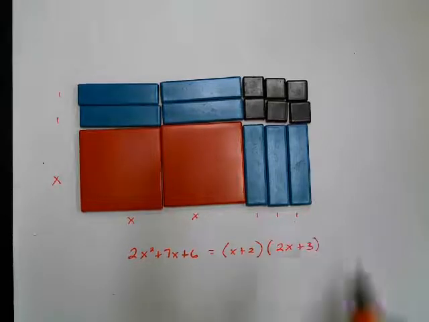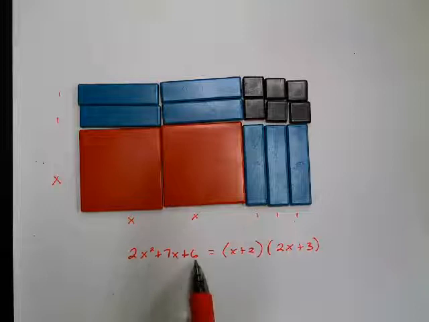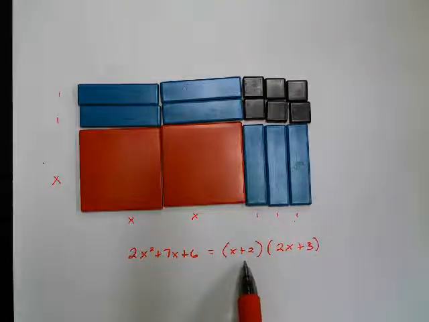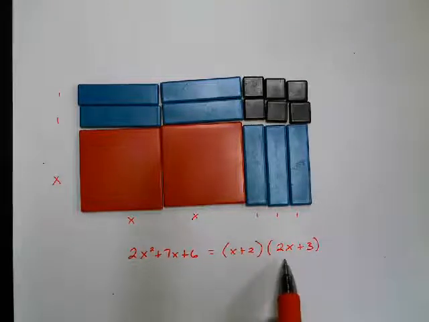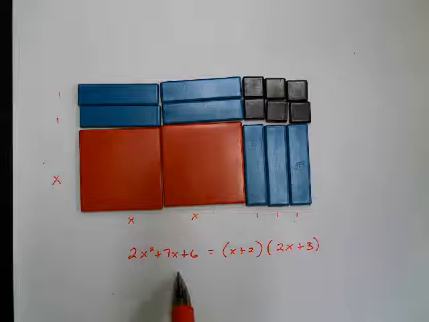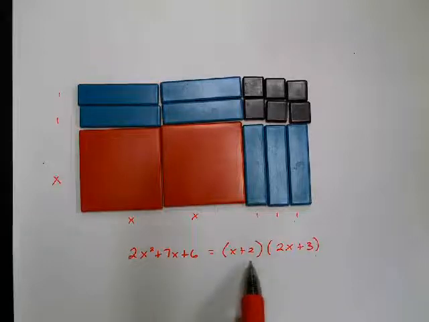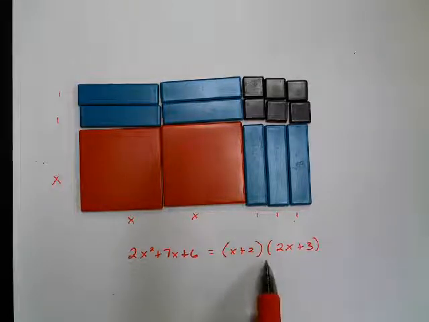So now we can see that if I have 2x squared plus 7x plus 6, I can turn it into a product of x plus 2 times 2x plus 3. This is actually what factoring is. It's turning a polynomial like this into multiplication. This is what factoring is. And it's really useful down the line when we go deeper into math. It'll be even pretty useful this year. Okay, so that's what factoring is.